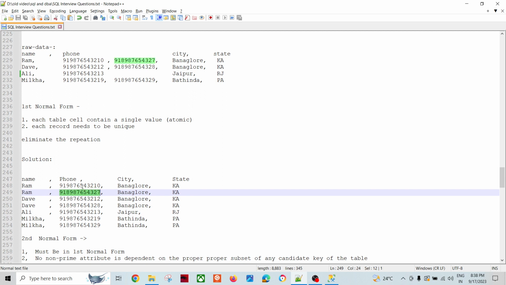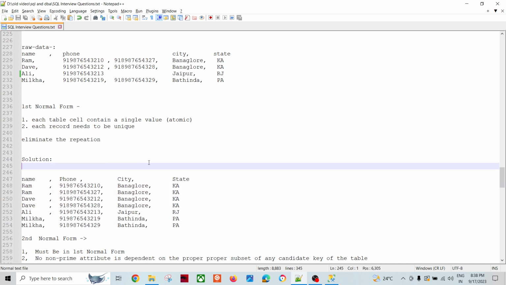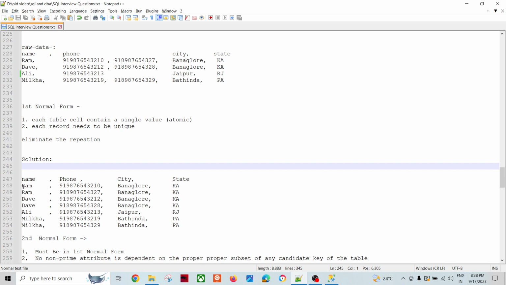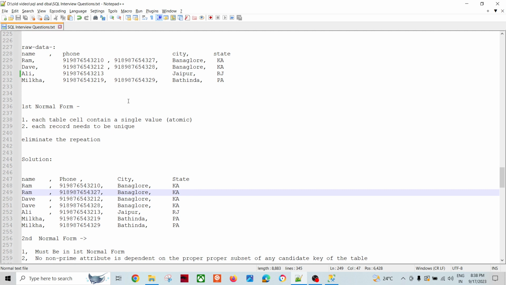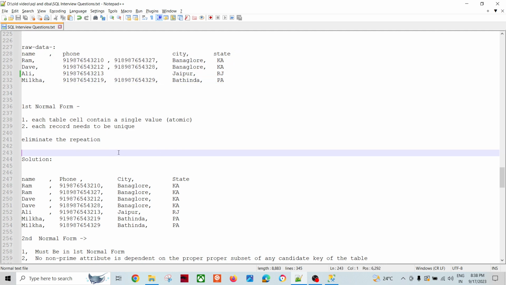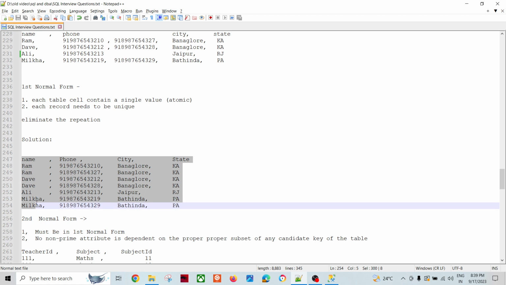This uniqueness we need to establish within the table. Let's say we try to create one table having these many columns. We need to uniquely identify the record based on the values in it. Also, this is a complex thing to read and understand. Therefore, the first normal form says the record needs to be unique. So we have eliminated the repetition and we have created the table. So this is in first normal form now.